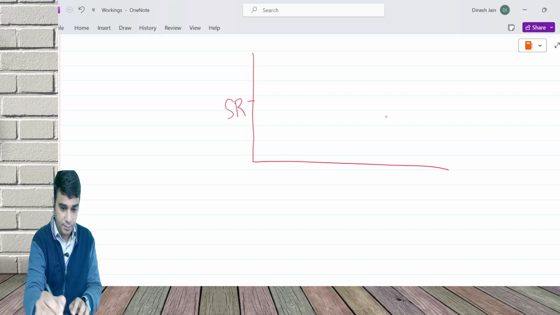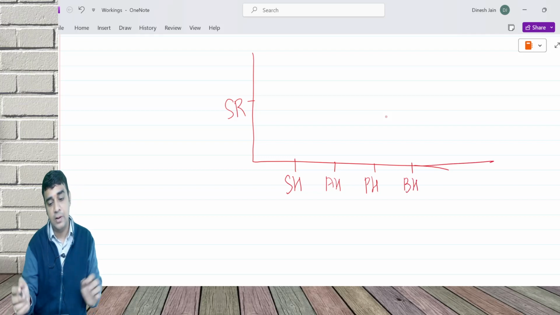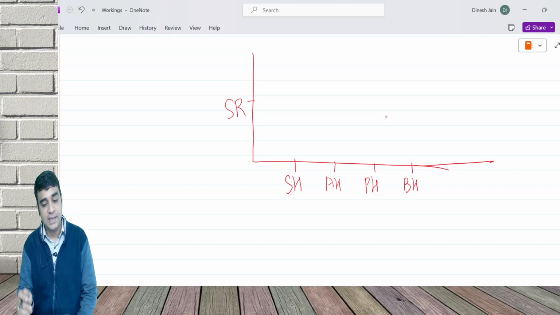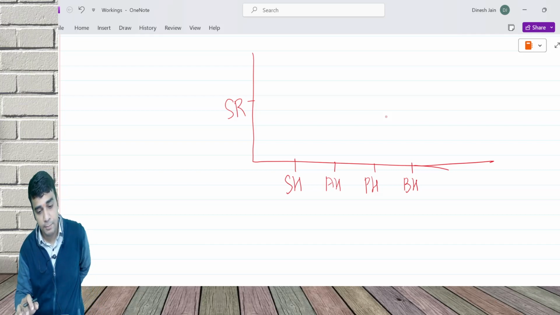Now put the chart. SR, SH, AH, PH and BH. What is this PH and all? I'll explain later. PH is possible hours. Basically, between AH and BH, I've added one more item called possible hours.